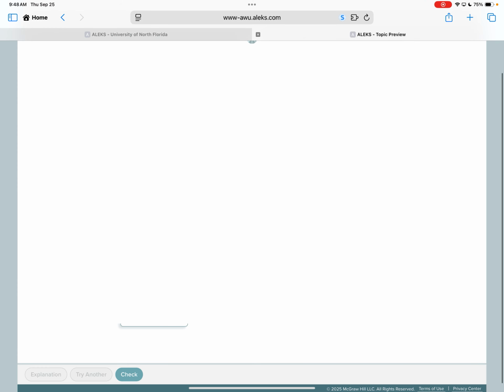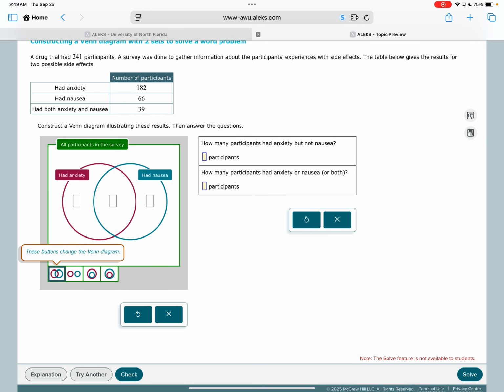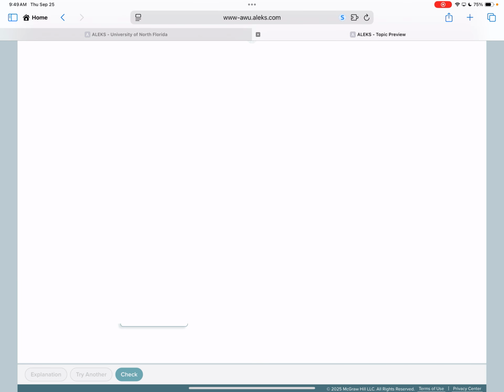Do I want to do another one of those? Let's see if I can generate a different type real quick. There is one other type. I just want to get to it.